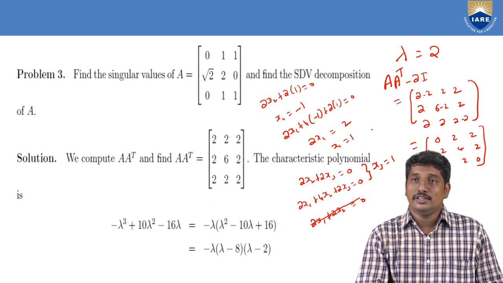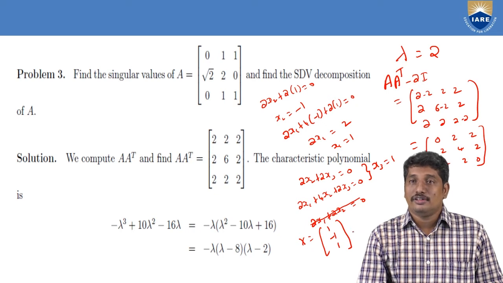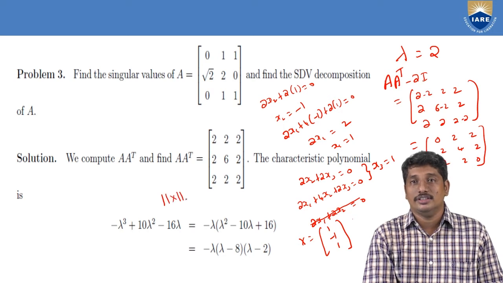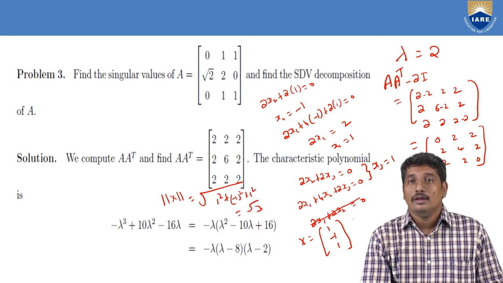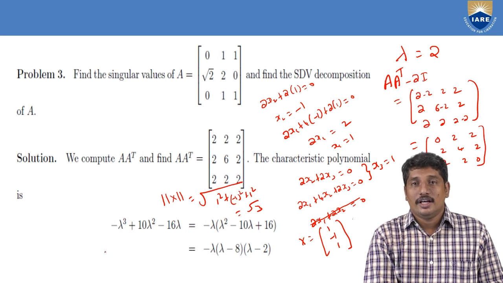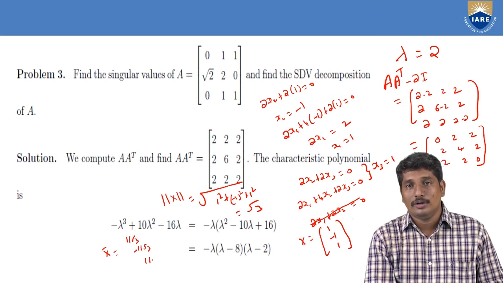So the resultant vector is x equal to x1, that is 1, x2 is minus 1, x3 is 1. And the norm of x, which I am going to calculate here, is root of 1 square plus minus 1 square plus 1 square, that is root 3. So we can write the normalized orthogonal vector x bar as 1 by root 3, minus 1 by root 3, 1 by root 3.